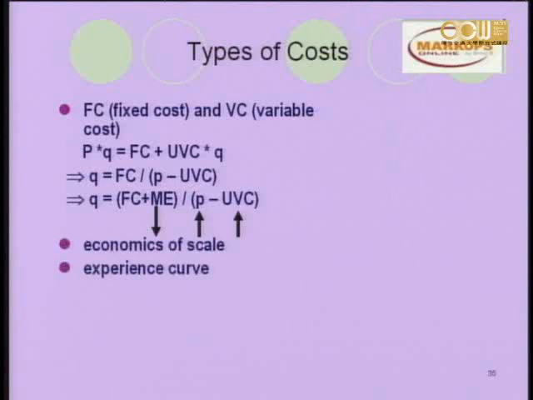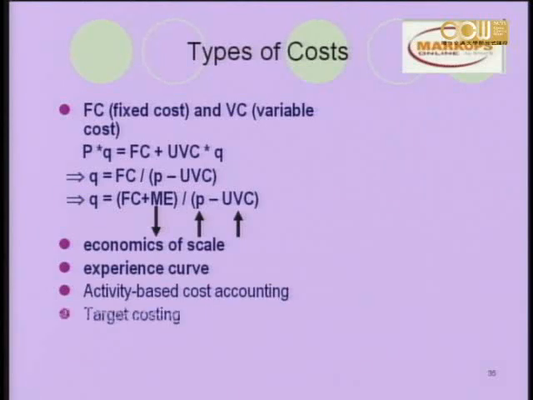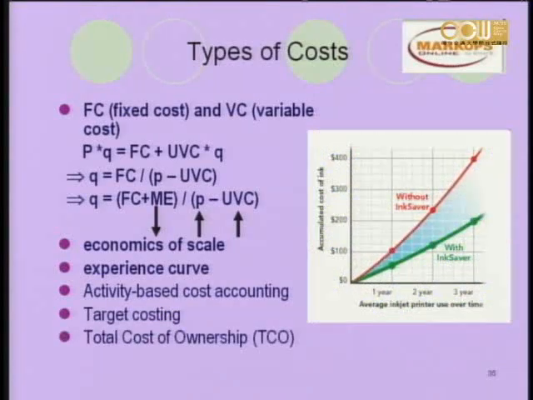Of course, we have something related to economies of scale, experience curve. I think you know that. Activity-based cost accounting. Then we have target costing. So these are a whole bunch of other things related to that. Now, another one is total cost of ownership. I think these are very new terms. People talk about that. This was technology management. So if you are without my product, without ink saver, your cost will be higher. These are called cost of ownership. You own my product, then your cost will be less. That's why people use this as an approach to persuade the buyer to buy their product.